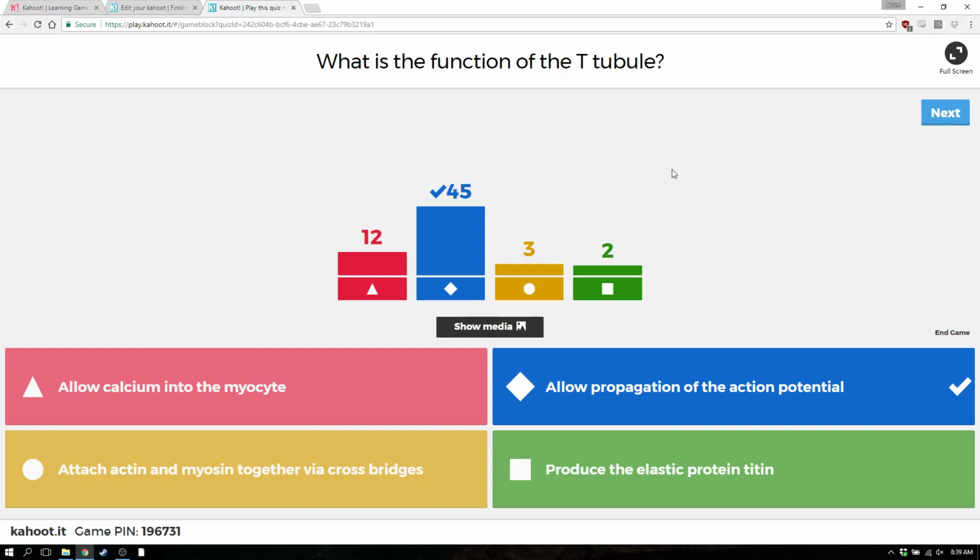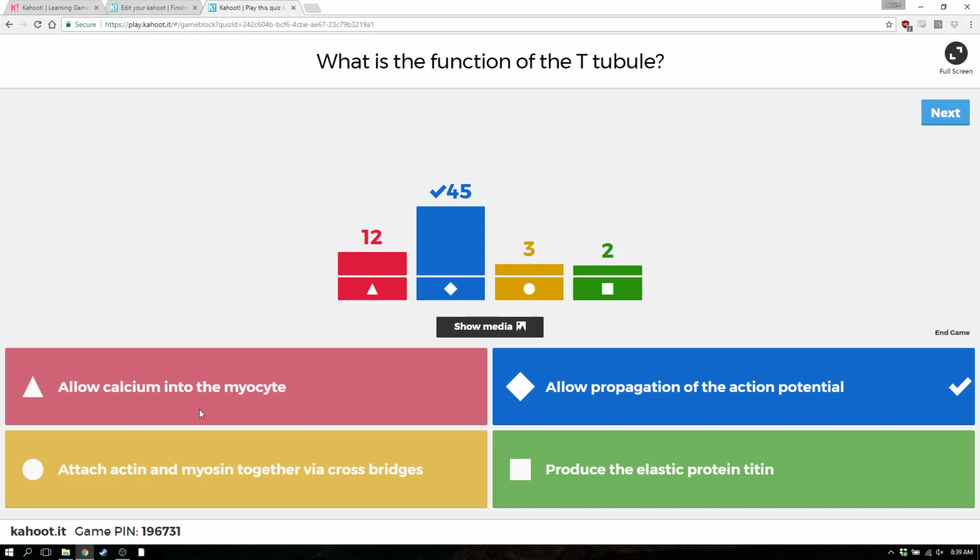Okay. All right. So the function of the T tubule is that they allow propagation of the action potential, right? Because the T tubules go where? Yeah, basically through the muscle, right? Normally the neurons are going to be firing just at the surface level of the muscle, but you need action potentials to hit all those myofibrils even deep down in the darkest depths of the muscle. So this allows for that to occur because of the T tubule. Why does it not allow calcium into the myocyte? What does that?